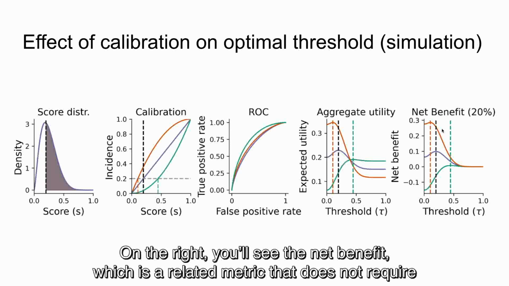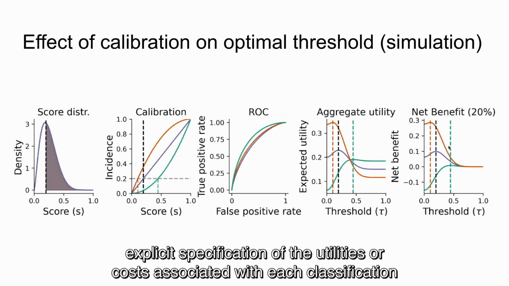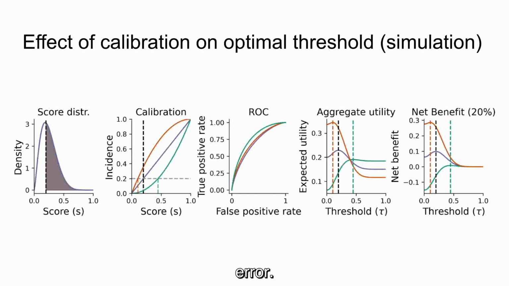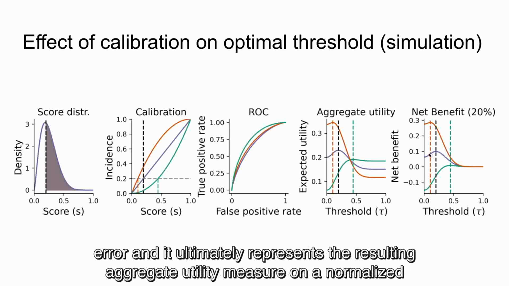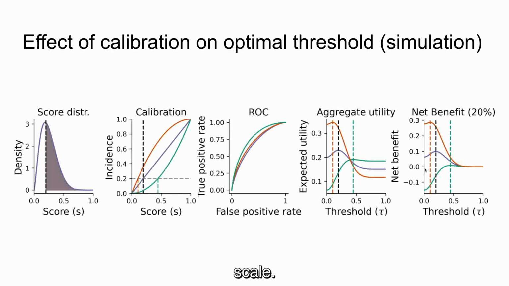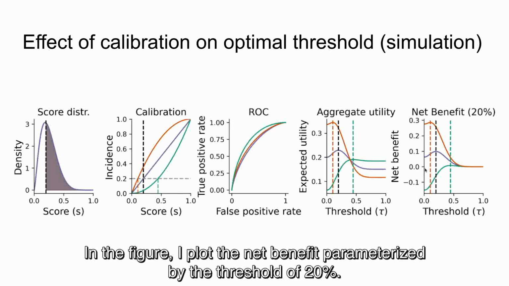On the right, you'll see the net benefit, which is a related metric that does not require explicit specification of utilities or costs associated with each classification error. Instead, it uses the selected threshold to encode the trade-off between each classification error, and it ultimately represents the resulting aggregate utility measure on a normalized scale. In the figure, I plot the net benefit parameterized with a threshold of 20%.